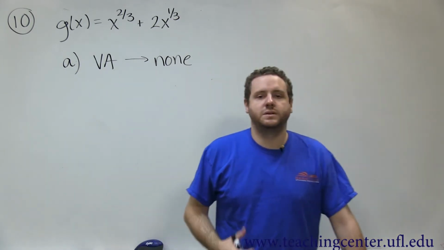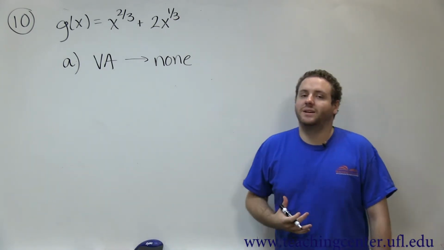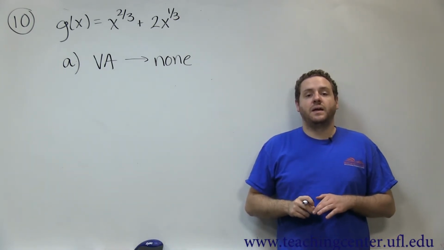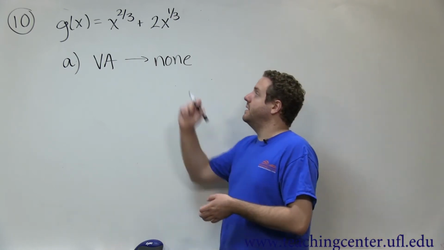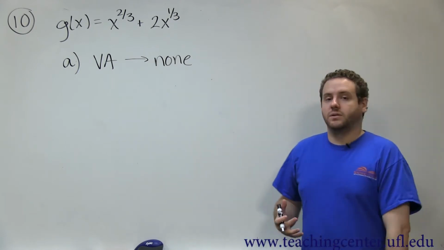A vertical asymptote is some number that when you plug it in for x, you don't get an answer, and then its limit would tend to infinity. In this case, the domain of this is all real numbers, so there can't be any vertical asymptotes.